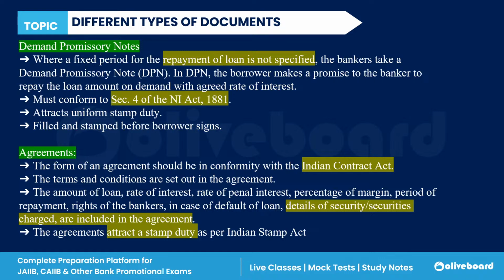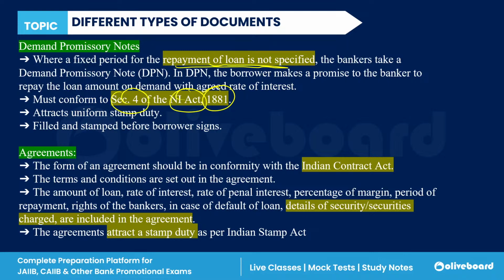It is actually a promissory note. And why is this issued? Because the repayment time period of the loan is not fixed. When it is not fixed, and the repayment of the loan is not specified, then it is the demand promissory note. And always remember, it is according to Section 4 of the Negotiable Instruments Act 1881.